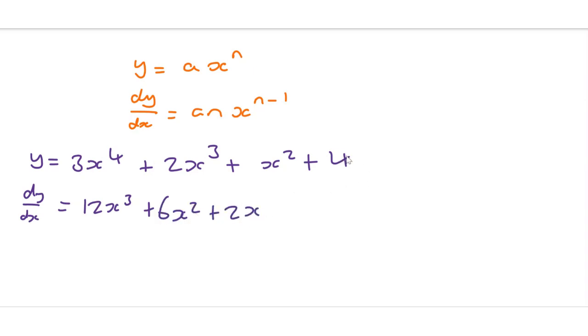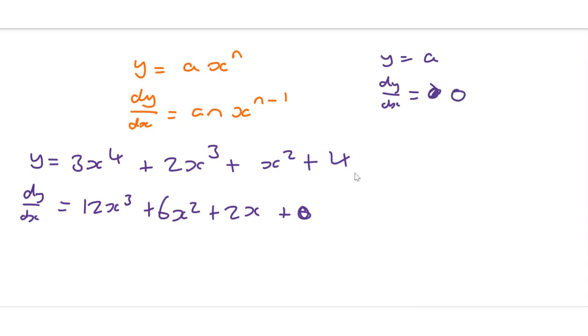And then, like I was saying, this does work for 0 as well. This is essentially 4x to the 0. So if we multiply down with the 0, we just get 0. And it turns out that all constants differentiate to 0. So y is equal to just a, then dy by dx is equal to 0.